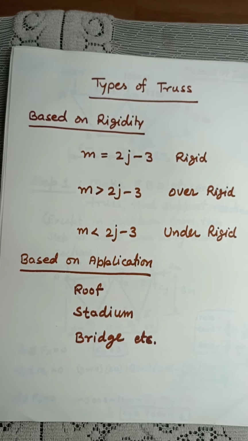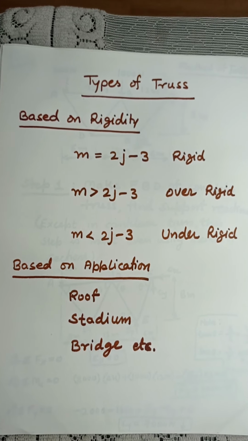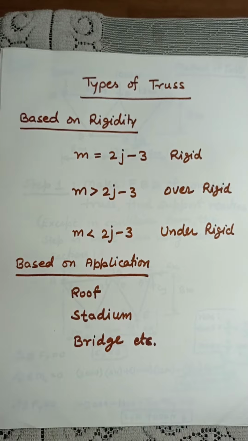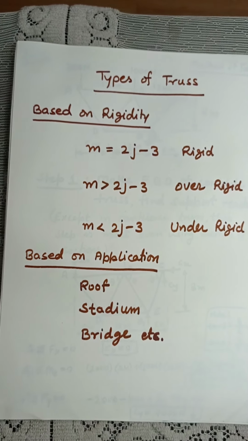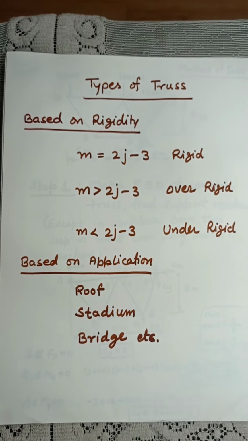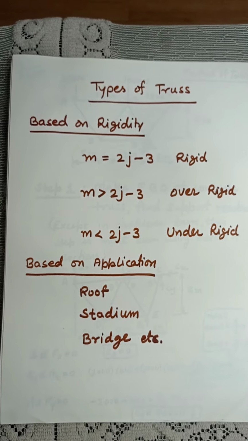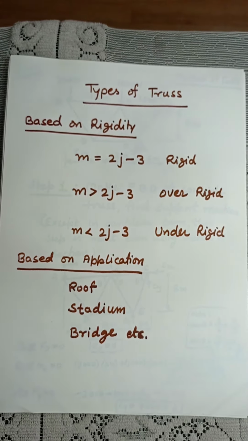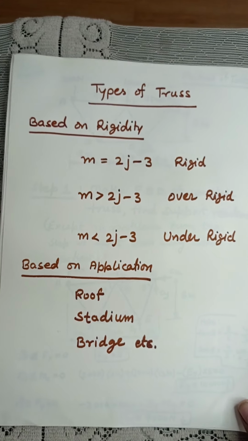So normally when a question is given in any paper, the truss is given as a rigid truss. So we are supposed to study or analyze the rigid truss only. Now based on application also we can classify trusses as roof truss, stadium truss, bridge truss, etc.